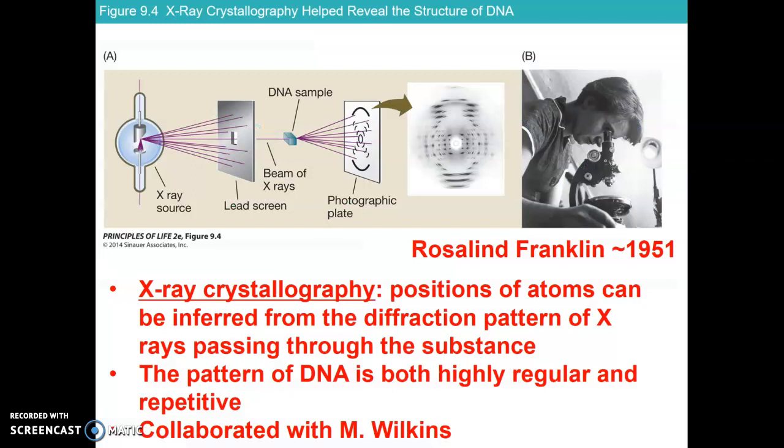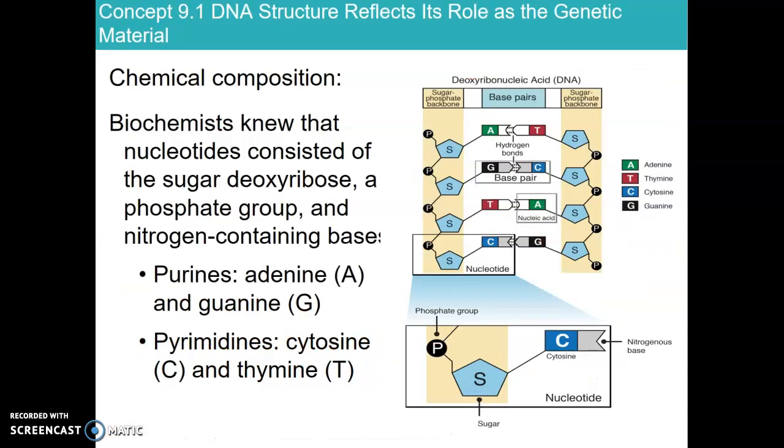Then you had a woman named Rosalind Franklin in 1951, and she used X-ray crystallography to determine the positions of the atoms of DNA, and that the pattern of DNA is both highly regular and repetitive. She collaborated with a man named Wilkins. You can see here, this is an actual X-ray crystallography image of DNA. And if you act as if you're looking down into a tunnel in it, you can see the helical structure of it, and the repetitiveness of it. So her experiment helped us to understand the structure or chemical composition of DNA.